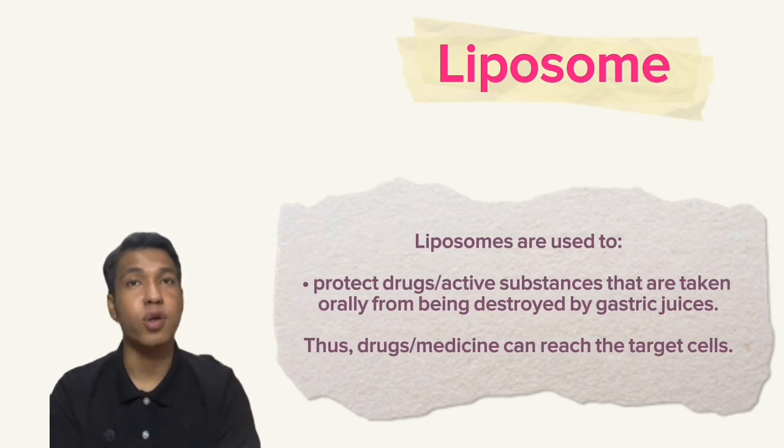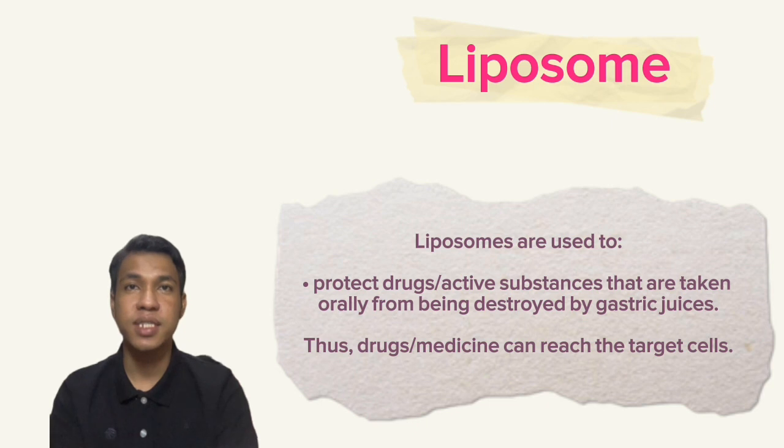Liposomes are used to protect the drugs or active substances from being destroyed. Sometimes, liposomes can be taken orally and they will land up in the stomach where there are gastric juices that can destroy the drugs. Liposomes can protect the drugs from being destroyed. Thus, the drug or medicine can reach the target cells. After reaching the target cells, the phospholipid bilayer membrane will break down and then the liposomes will release the inner contents to the cell.